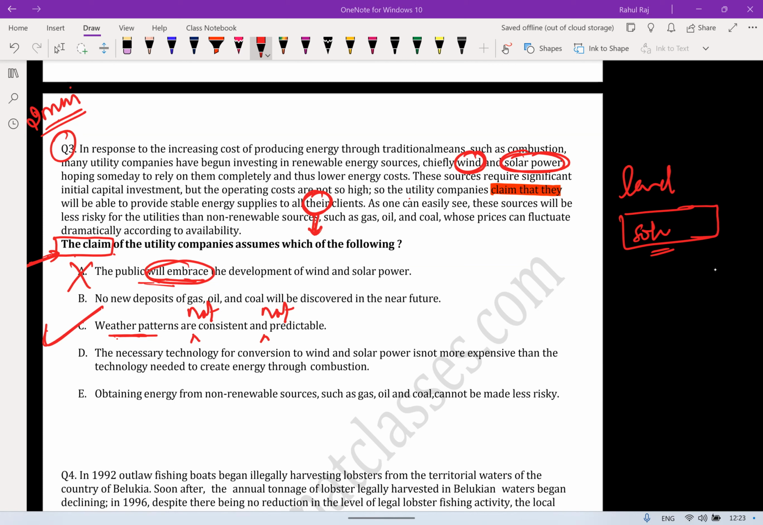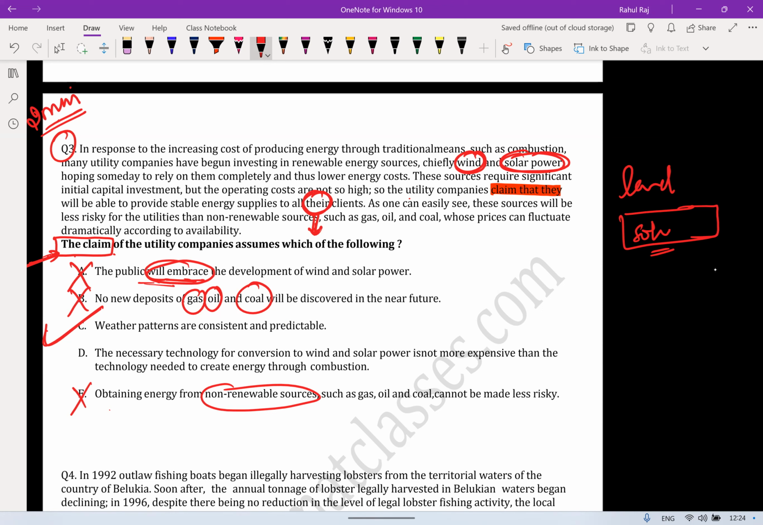Don't worry. Option number B says what? No new deposit of gas, oil, and coal is being talked about in the claim. So you should not choose an answer which goes to gas and oil, because they're talking about a stable source of energy. That is a renewable source, and they very clearly mentioned wind and solar power. So B is gone. Anyone who has any problem in option B? Come down to options D and E. E says obtaining energy from non-renewable sources, not discussed in our claim at all. So this is gone.